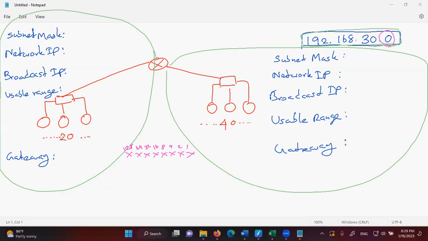So here 20 computers are there in the network, and we need additional 3 IP addresses for the network IP, broadcast IP, and the gateway IP. So then we need a total of 23 IPs. Therefore, we have to go for the 32 block. So 32 is 5 digits, right? So then we have to divide it from here.